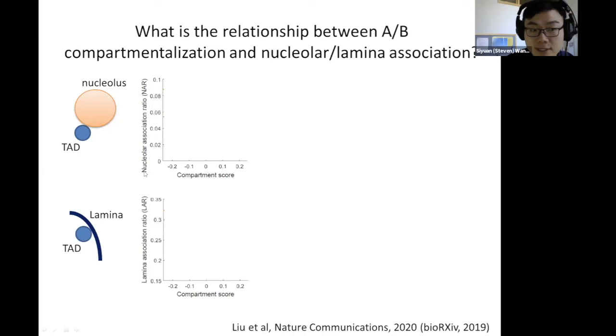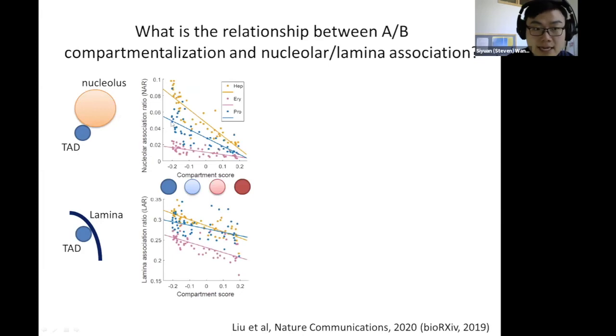And we define those nucleolar association ratio or laminar association ratio, and we plot them with compartment score. First we see persistently in each cell type, there is a negative correlation. This is consistent with the fact that compartment B region, with negative compartment score, and also the nucleolar and laminar associated regions, are all enriched with inactive chromatin.